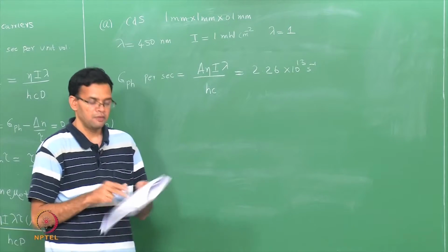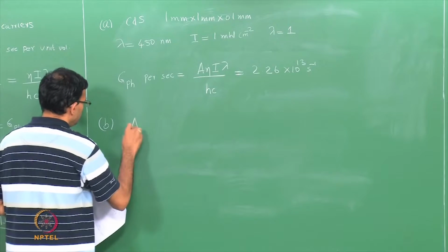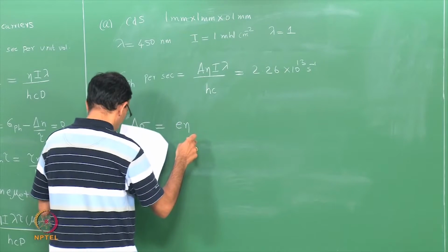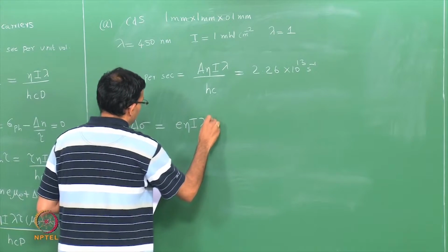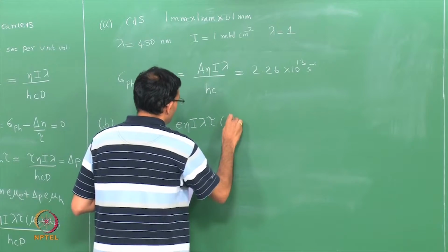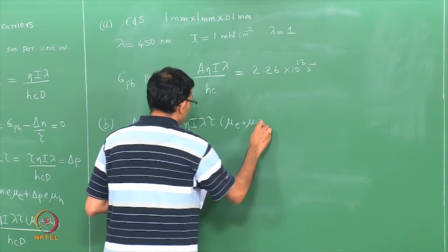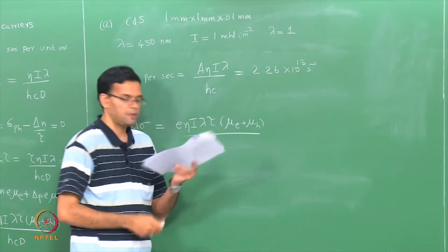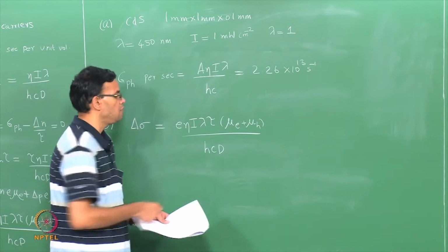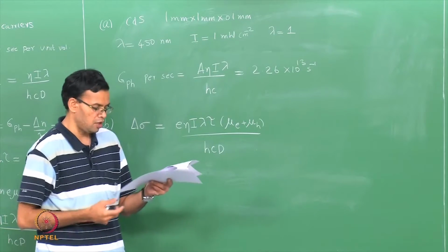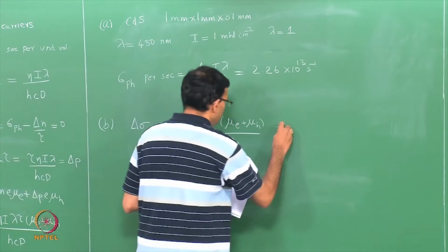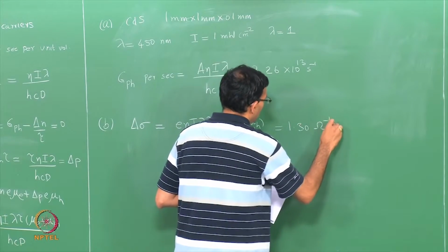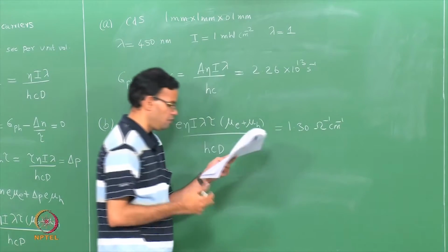In part B, we need to calculate the photoconductivity. So, delta sigma is essentially E eta I lambda tau, mu E plus mu H, divided by H, C and D. So, this is the expression that we derived. All the values are essentially known, mu E and mu H are also given. So, delta sigma works out to be 1.30 ohm inverse centimeter inverse.